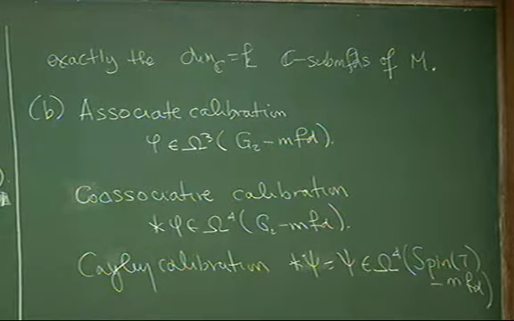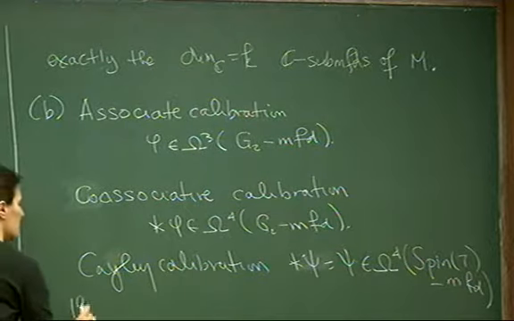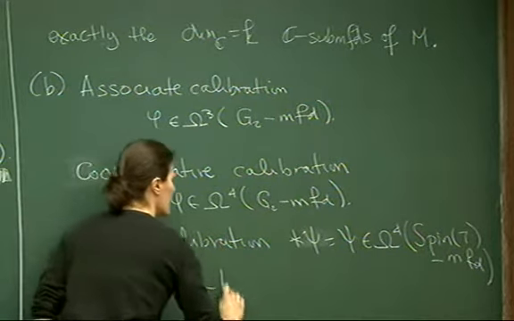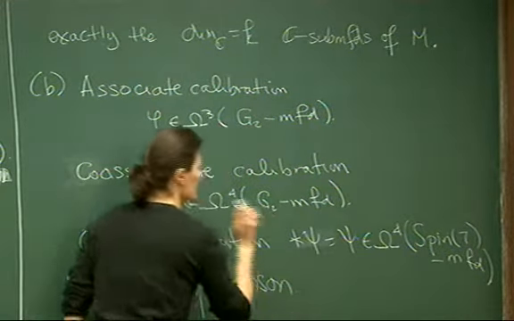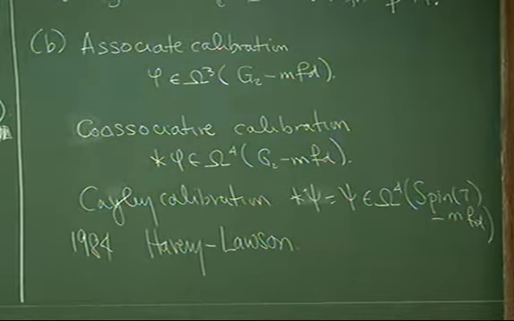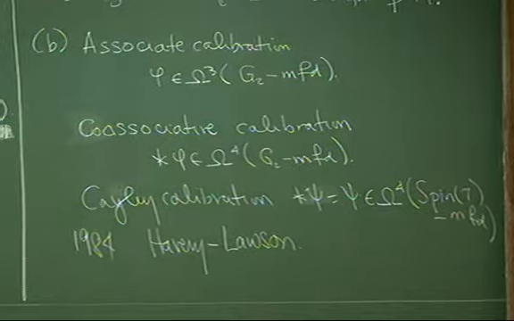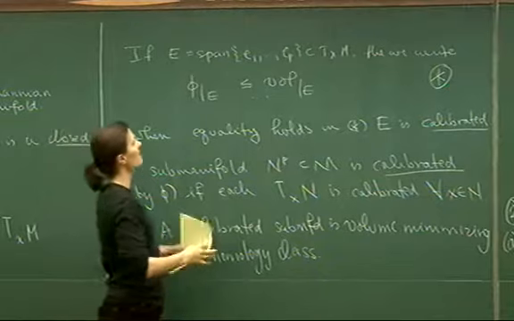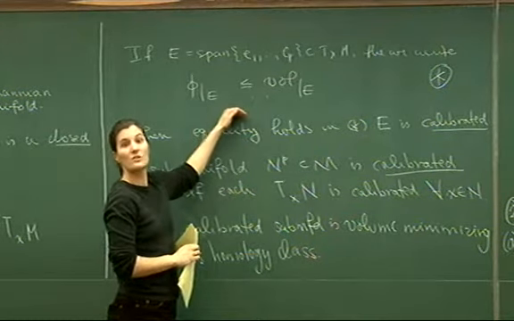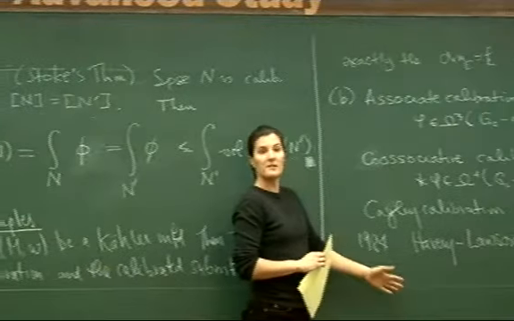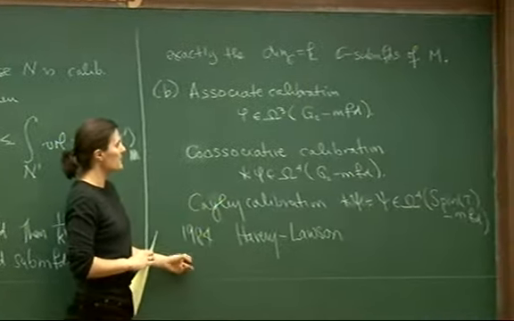Okay. Now these three calibrations were all introduced in 1982 in a famous paper by Reese Harvey and Blaine Lawson. And they have a very rich geometry, by which I mean the following. Just because you find a calibration on a manifold, that does not mean there exist calibrated submanifolds. Sometimes the collection of planes for which these exist is just too small. Okay? There are lots and lots of calibrated submanifolds for this class of examples.